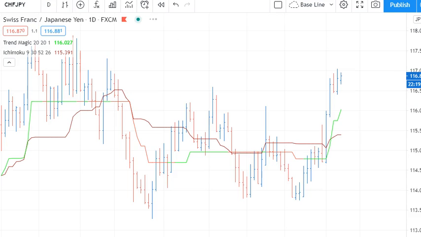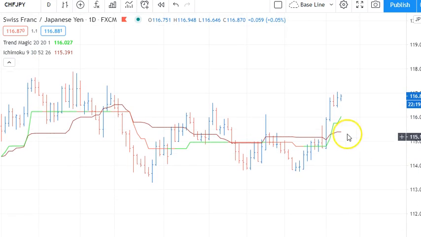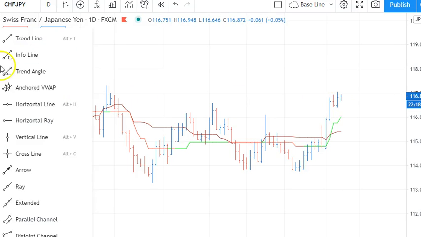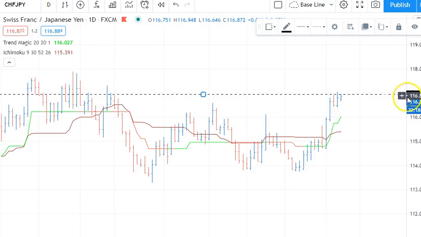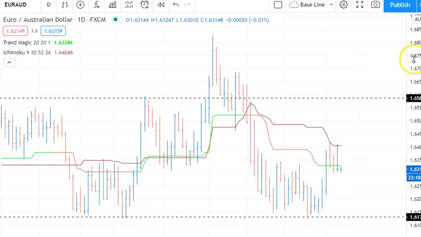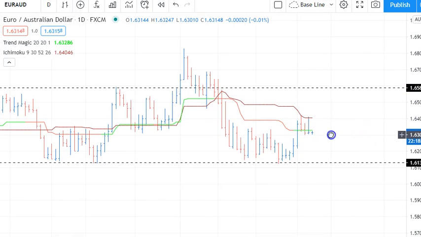There's nothing on the Swiss JPY after its initial move up. Could get a lot of sideways movement in here, and it's very obvious to see the key levels there. Euro AUD, not a lot to report on. Again, it looks like we're just going sideways. So it's just simply watching your key levels.